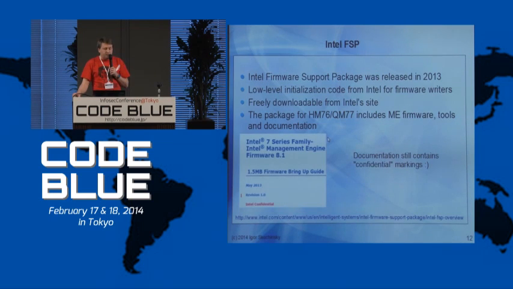Now, since last year, you don't have to do that anymore, because Intel has released something called the firmware support package. They're trying to be more open, trying to release more information about their hardware. This package provides low-level initialization code, for example for writing bootloaders or BIOSes. It's downloadable from Intel's site, and it includes the complete set of documentation, tools, and firmware. However, they forgot to remove the confidential markings, so you have to be careful when reading it. But still, it's freely available.